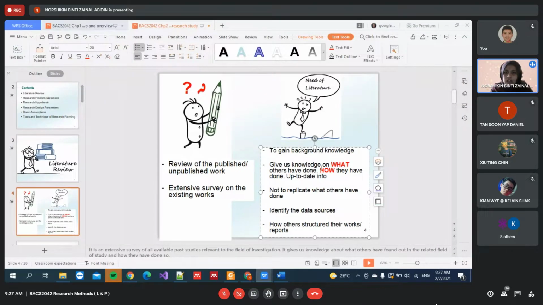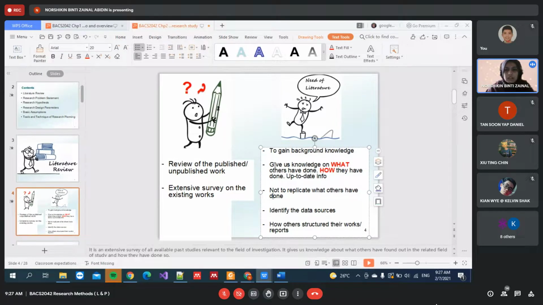And then how they have done. Yeah, because we need to know how they finish or how they conduct their research or their experiment. Is there any gap that we can fill, or is there any discussion or further work that was already suggested by the researchers? We need to know the output of the research, so as not to replicate what others have done.